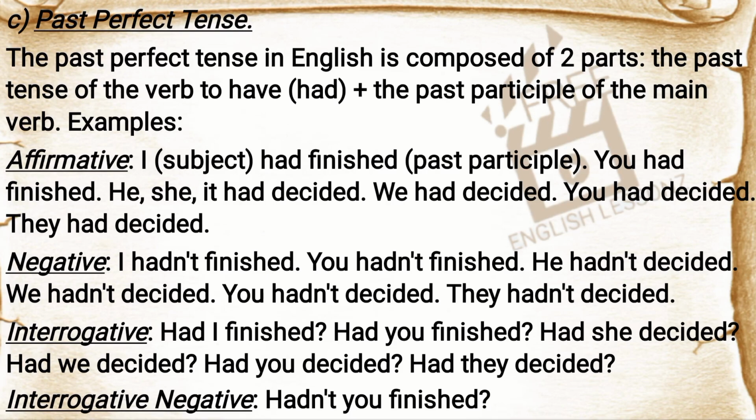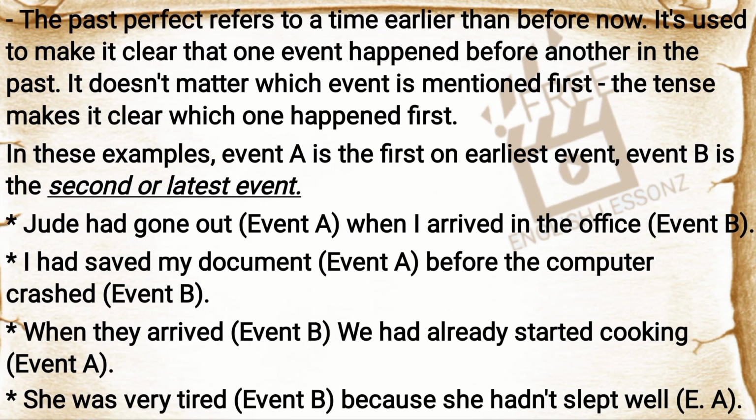Interrogative: had I finished? Had you finished? Had she decided? Had we decided? Had you decided? Had they decided? Interrogative negative: hadn't you finished? The past perfect refers to a time earlier than before now. It's used to make it clear that one event happened before another in the past. It doesn't matter which event is mentioned first, the tense makes it clear which one happened first. In these examples, event A is the first or earliest event, event B is the second or latest event.